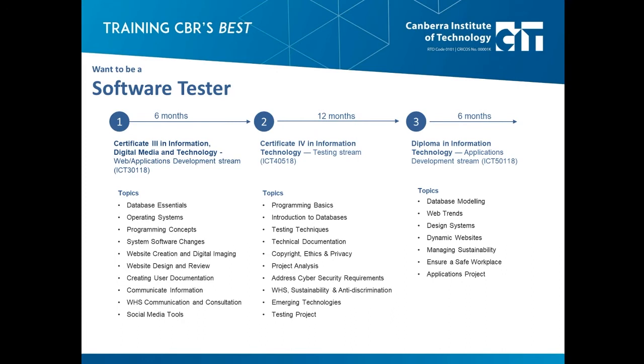If you're interested in software testing, CIT offers a Certificate 4 in Information Technology with a testing stream. In this, you'll expect to pick up testing techniques, project analysis, as well as being able to actually test a project. If you don't have some fundamental IT skills, we recommend that you start in the Cert 3 and then move your way up to the Cert 4.